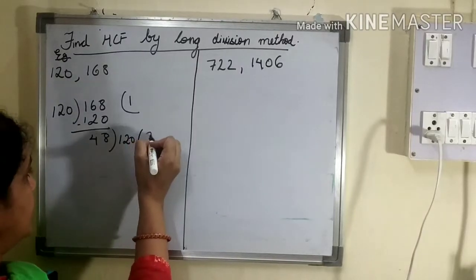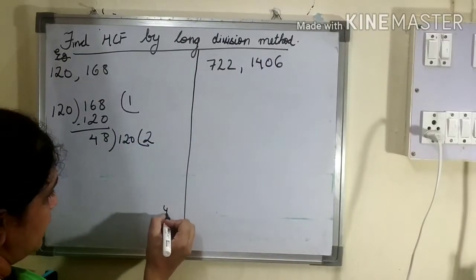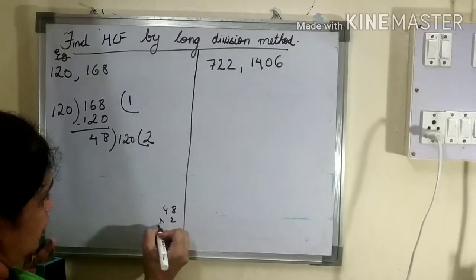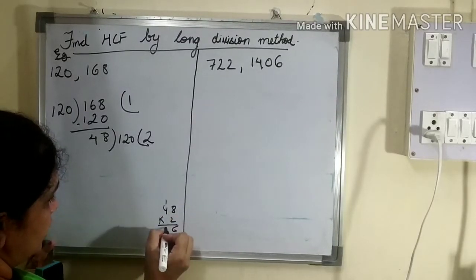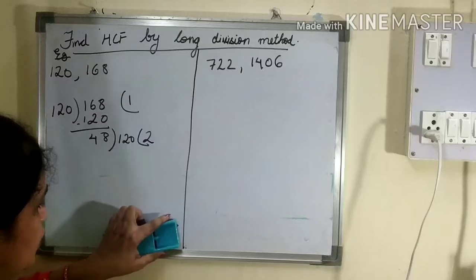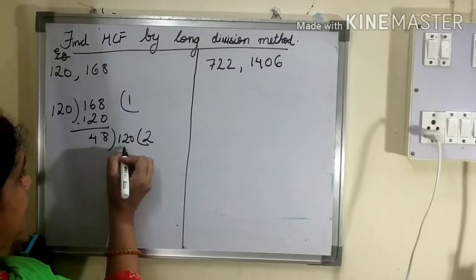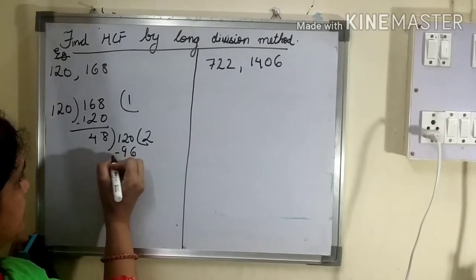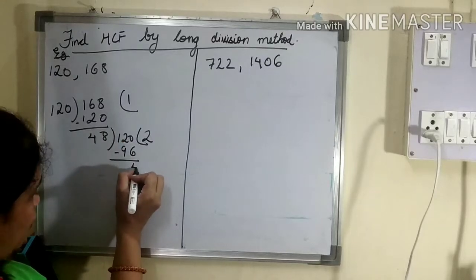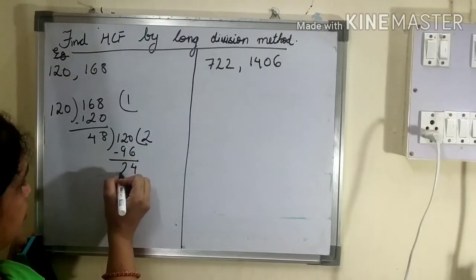So it will go by 2, and in the rough you can find it out, 48 into 2, 2 8s are 16, 2 4s are 8, 9. So I got 96. You can do this multiplication in the rough column. Then 10 minus 6, 4. Here it becomes 11, 11 minus 2.